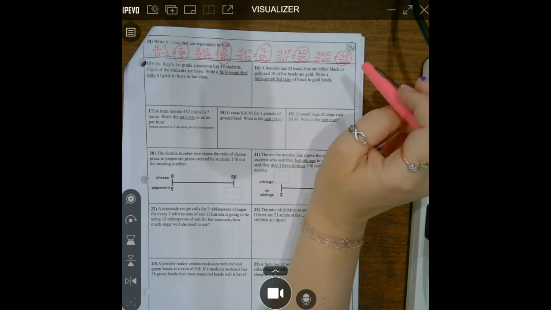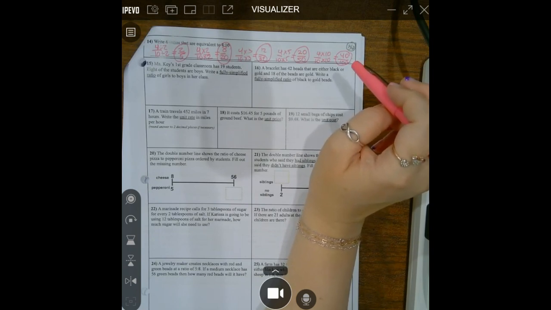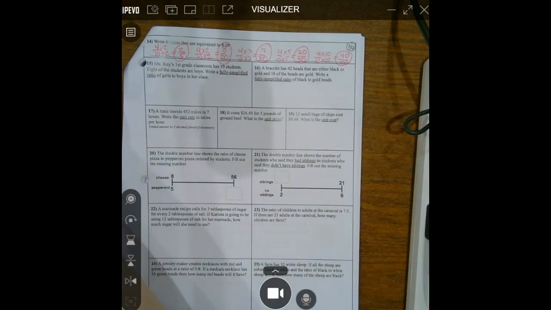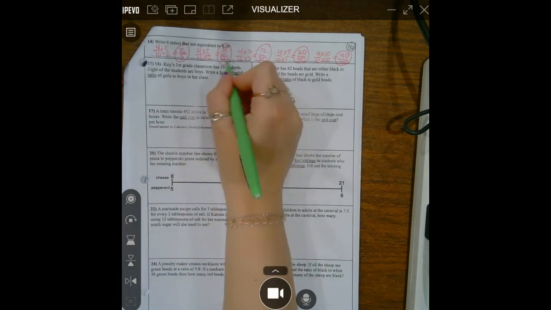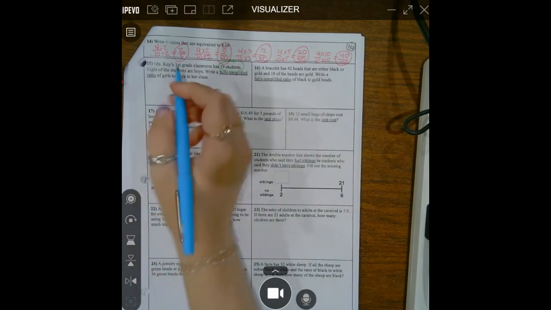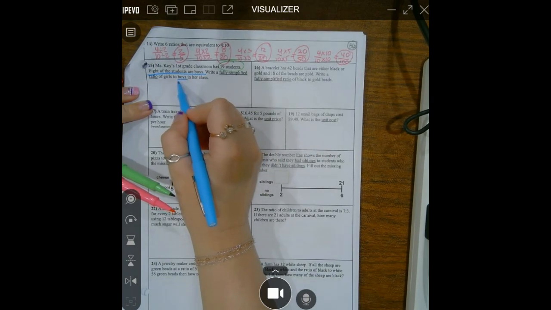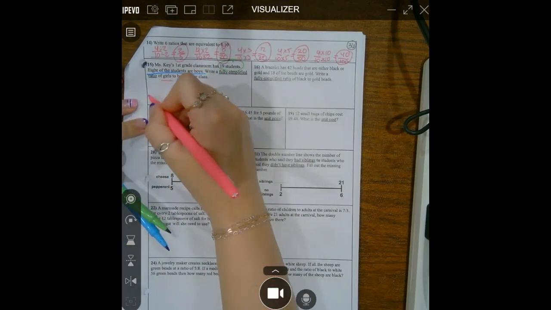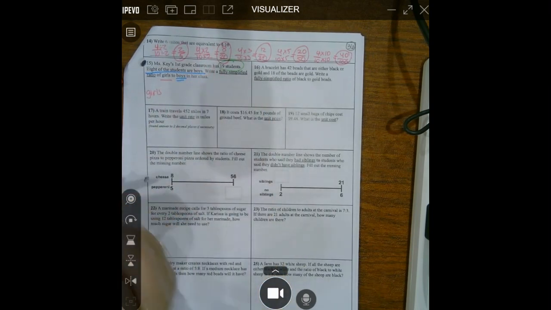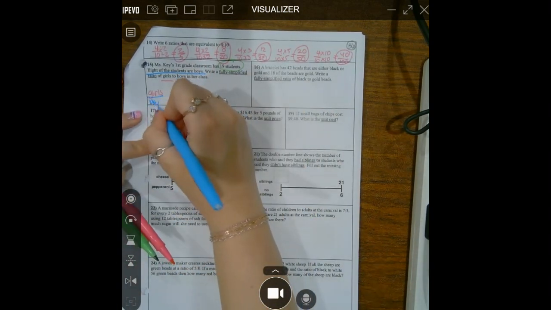Okay. The next one says Mrs. Key's first grade classroom has 19 students. 8 of the students are boys. Write the ratio of girls to boys. I'm just going to color code these because sometimes they get a little bit confusing. So it says that there is a total of 19 students, right? And then 8 of these are boys. And they want to know the ratio of girls to boys. So they want girls on top and they want boys on the bottom.